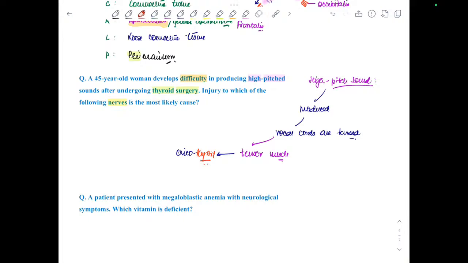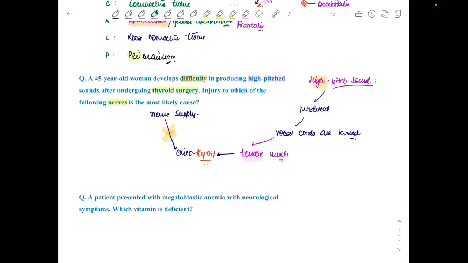Now remember, a muscle will never paralyze by itself. It is if the nerve supply is paralyzed. So if the nerve supply is gone, then only this muscle will get paralyzed. There will be no tensor effect, and therefore there will be no high pitch sound.